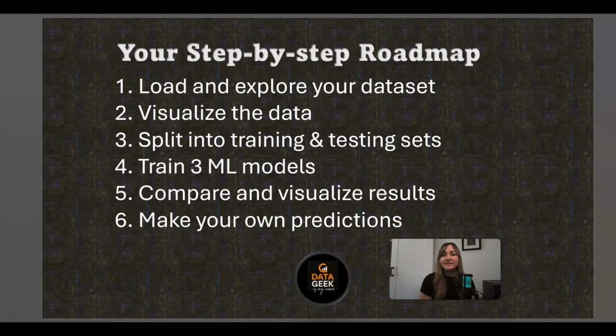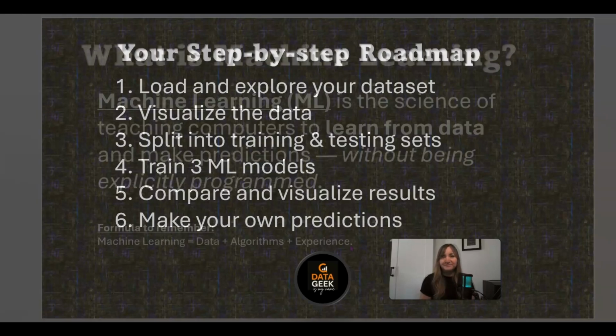So this is a step-by-step roadmap. This is what we will do first. We're going to load and explore the dataset. We're going to visualize the data. Then we will split into training and testing sets. Then we will use the 3 models that I mentioned before to train the data. And then we will compare and visualize results. And lastly, we will make your own predictions.